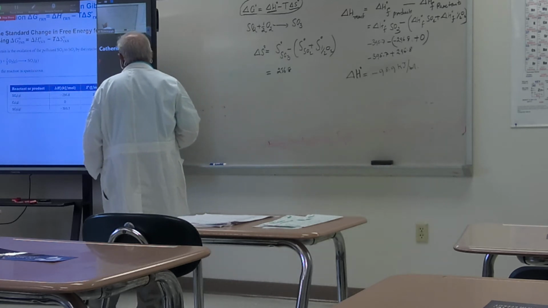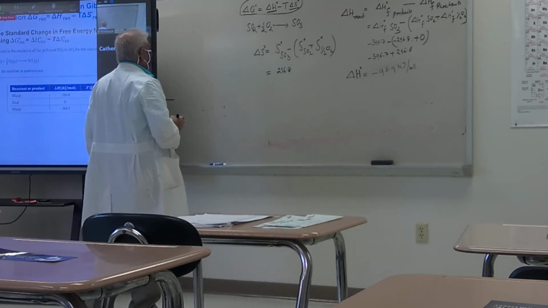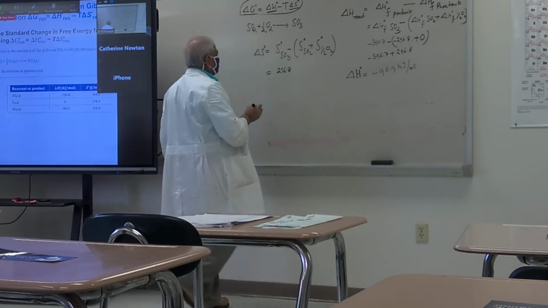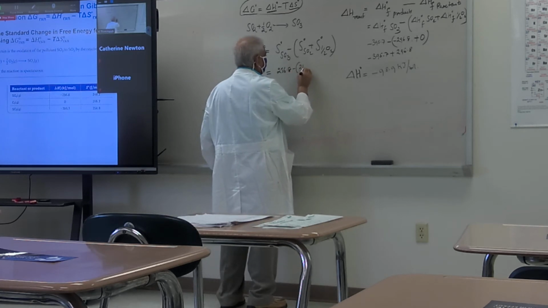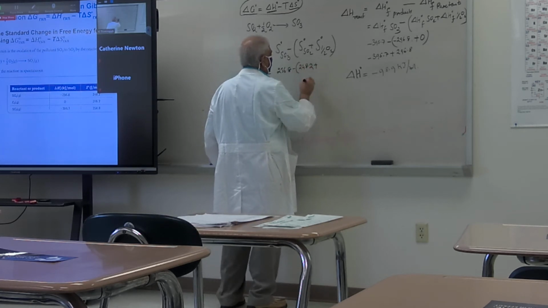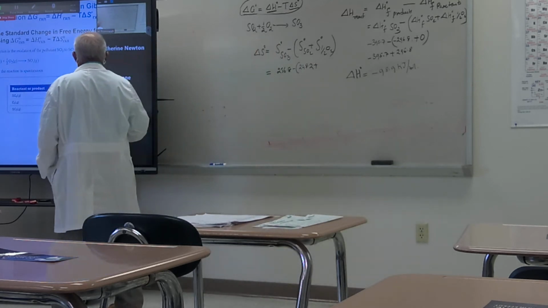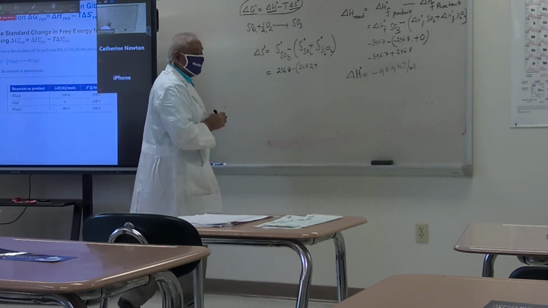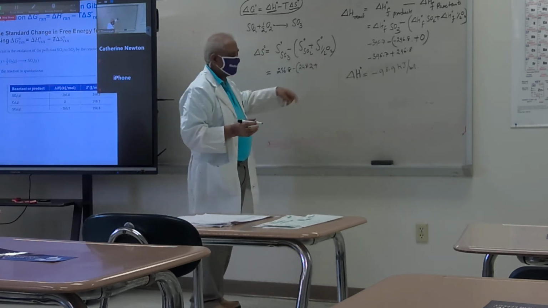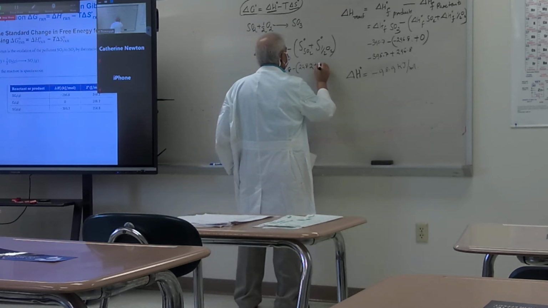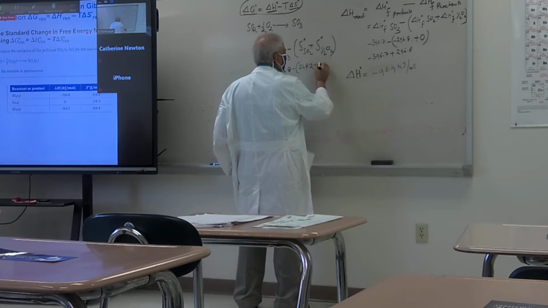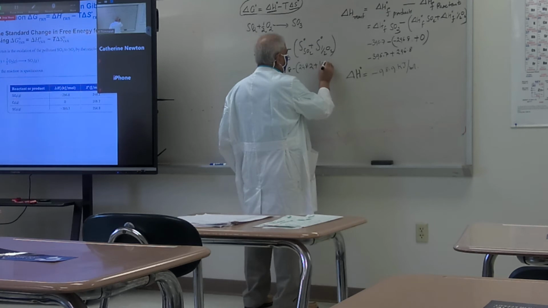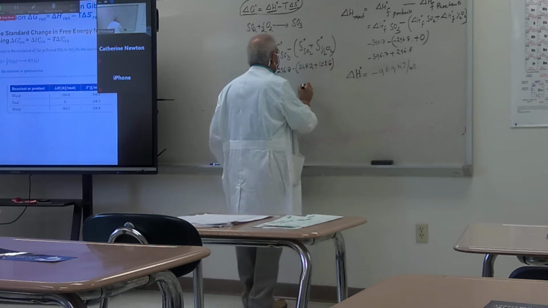Entropy of sulfur trioxide is 256.8 and entropy of sulfur dioxide is 248.2, plus the entropy of oxygen is what? Real fast. 205.2 by 2 means you have to divide that by 2, half, right? How much is that? 102.6. Right? Yep.